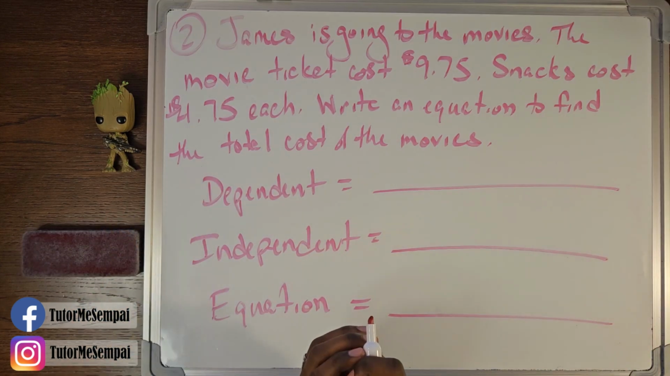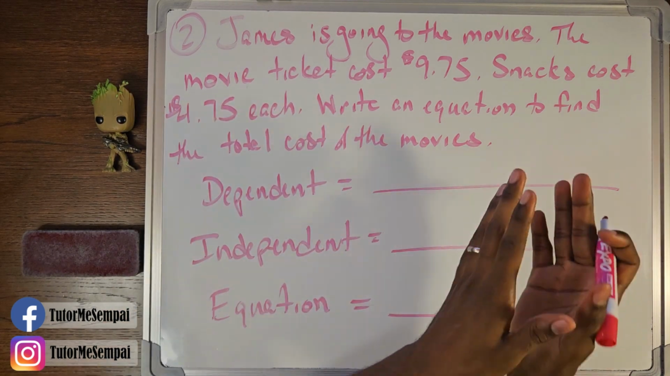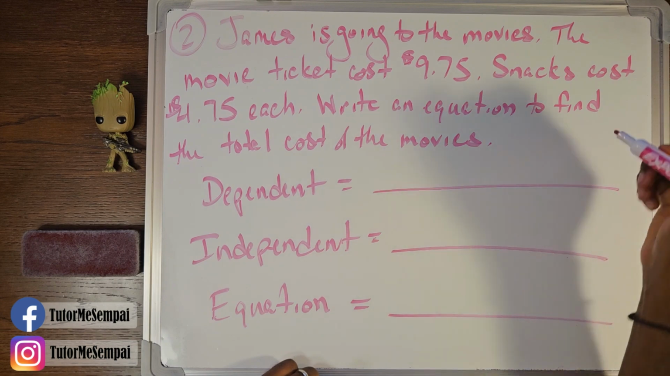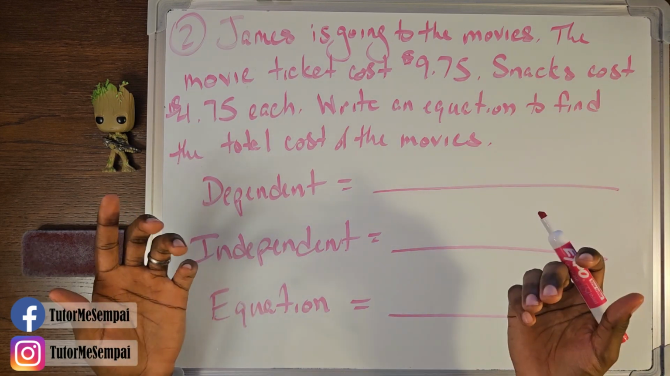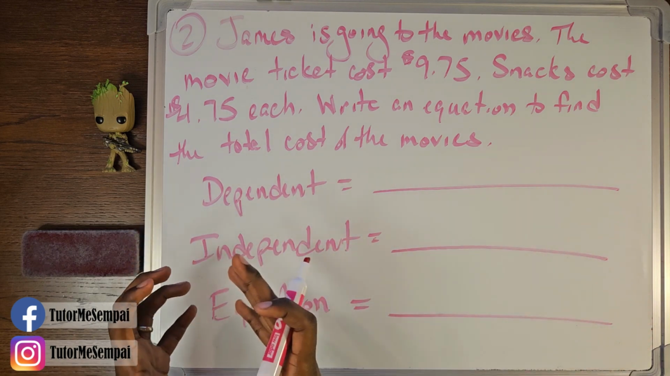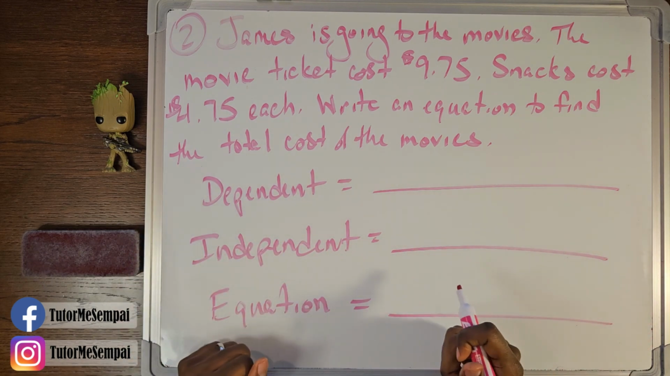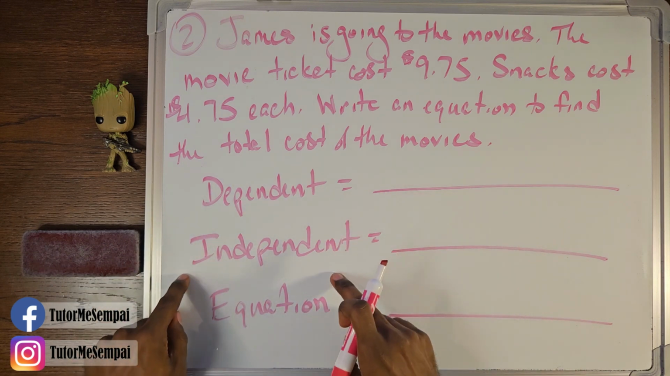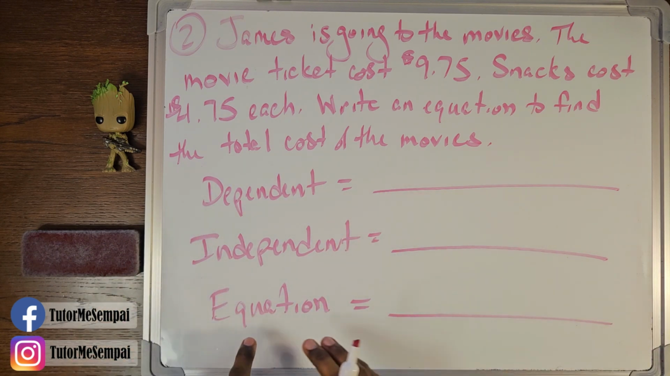In our last example for today, we have James going to the movies, and the movie ticket is going to cost $9.75. Snacks cost $4.75 each. We want to write an equation to help us find the total cost that James had to pay at the movies. So we're going to tackle this the same exact way. We need to find our dependent and independent variables before we can make our equation.